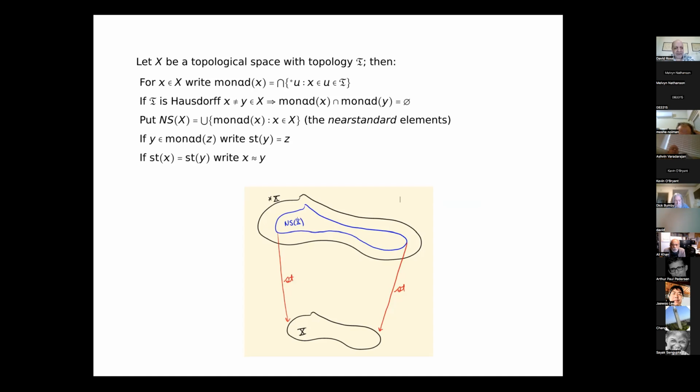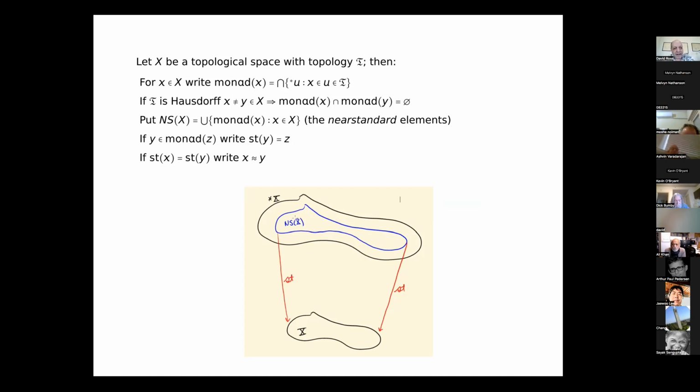We can write the near standard elements of X, NS of X. That's all just the union of all the monads. That's all the elements that show up near one of the standard elements. If X is compact, are there any elements that aren't near standard elements? No. And that's actually a characterization of compact. That'll be on the next screen.